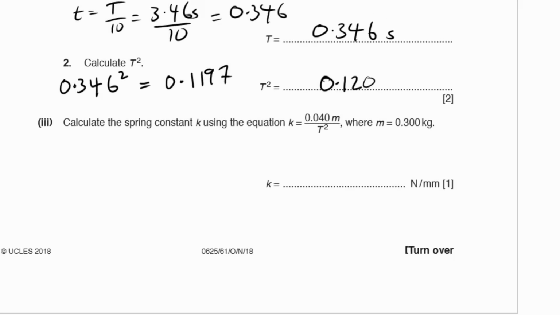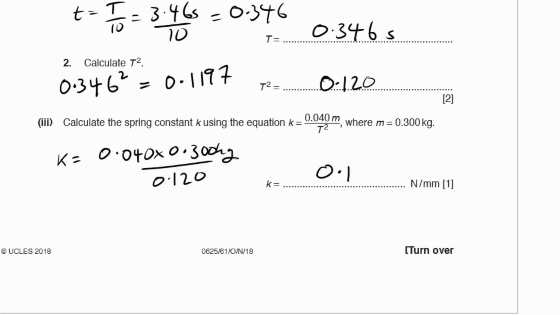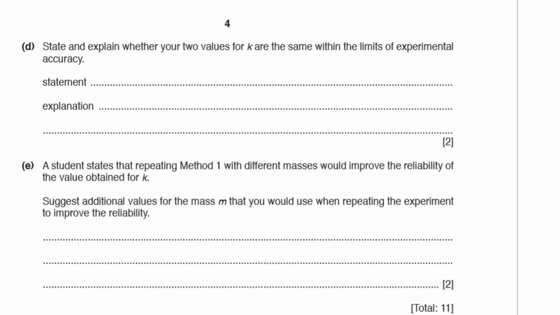Part 3. Calculate the spring constant K using the equation K equals 0.040 m divided by T squared, where m is 0.3 kilograms. Okay, so write down your little calculation. We have K equals 0.040, which we're given, multiplied by 0.3 kilograms, divided by T squared that we just calculated, which is 0.120. There we are. And if you put that into the calculator, you get the value 0.1 newtons per millimetre. Excellent. Let's come on to the next one.